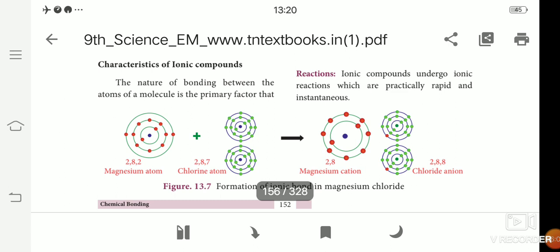Next, all of you write the electronic configuration of the elements in the periodic table, the first 15 elements. In the periodic table order, it is hydrogen, helium, lithium, beryllium, and so on. For the first 15 elements, write the electronic configuration. Okay, thank you children.